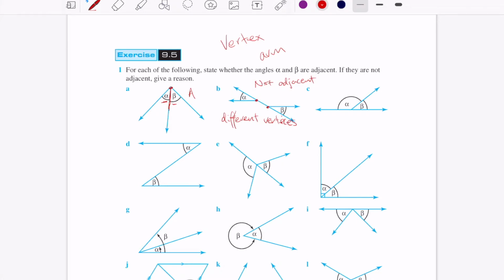Now C, same vertex, common arm, it is adjacent. D, they do share a common arm, but different vertices. So let's say not adjacent, different vertices.